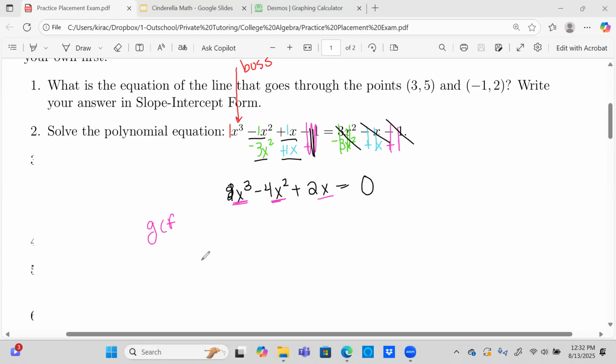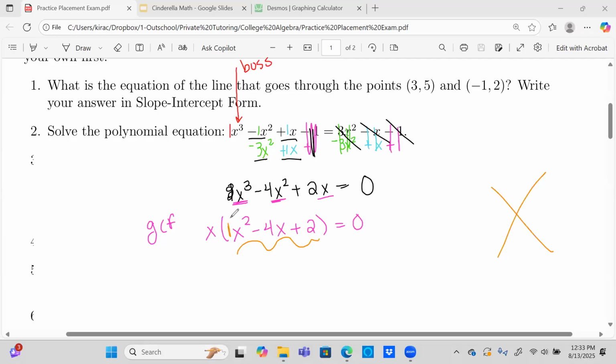So they all share 1x. So pull that out. That would leave 2, 1, and there we go. Okay, so you always want to check for a GCF. And now I would try to factor this remaining trinomial. There are many different ways to factor. For trinomials I use something called the magic X.